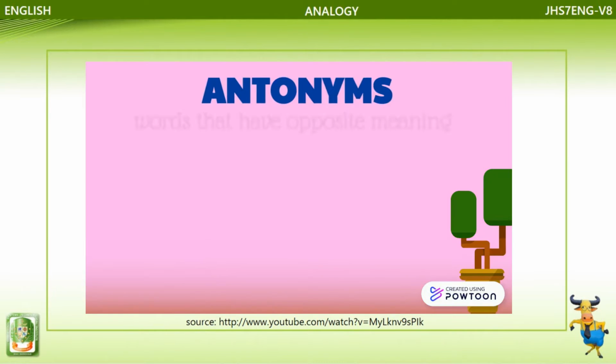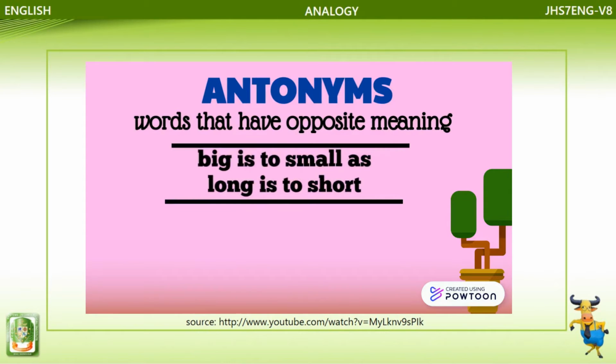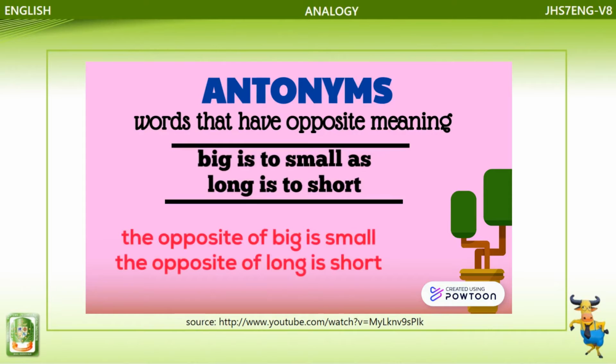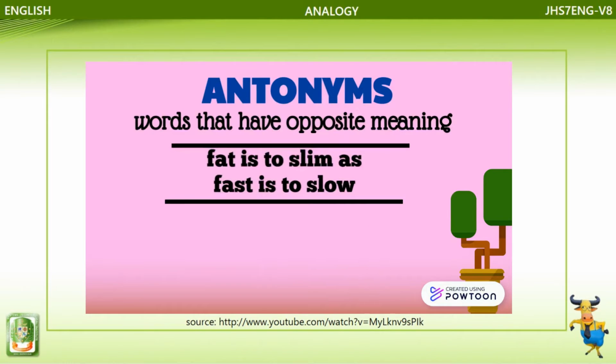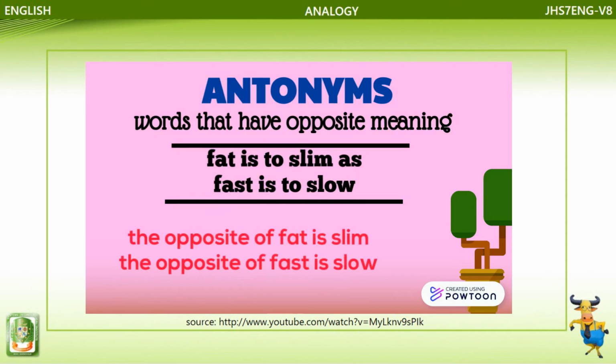Antonyms are words that have opposite meaning. Example, big is to small, as long is to short. The opposite of big is small, while the opposite of long is short. Another example is, fat is to slim, as fast is to slow. The opposite of fat is slim. The opposite of fast is slow.